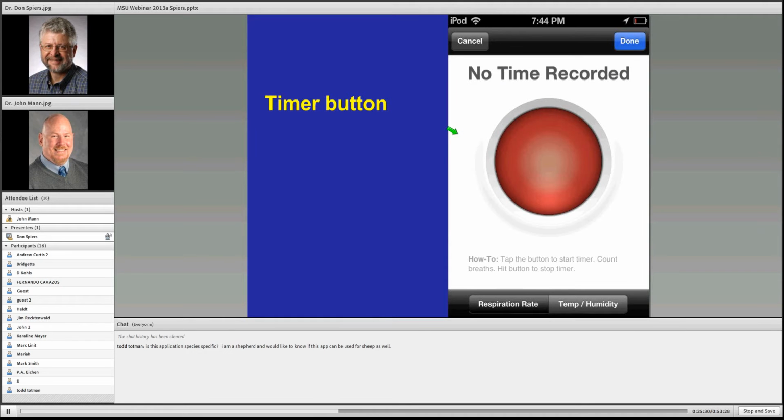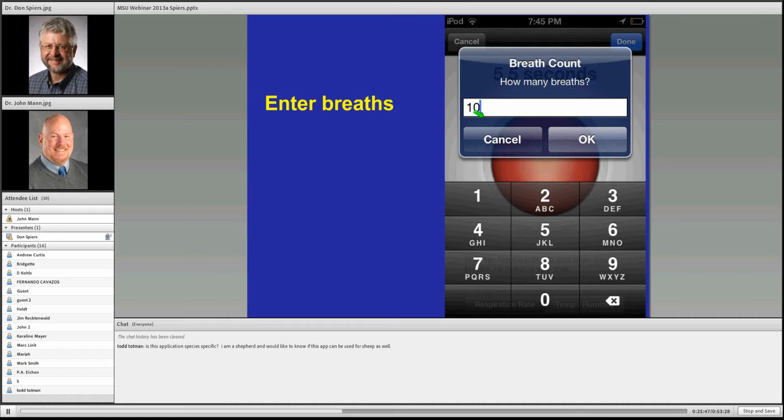So we come back to this page now where we have this neat little red button in the middle. You can push that button and it starts a timer. You can then look at your animal and count the flank movements on that animal for any number that you want. It doesn't make any difference if it's 3 movements, 10, 15, whatever. And eventually you come to a page where you enter the number of breaths.